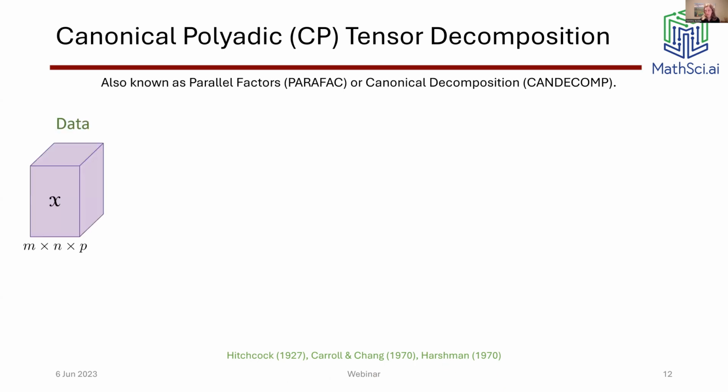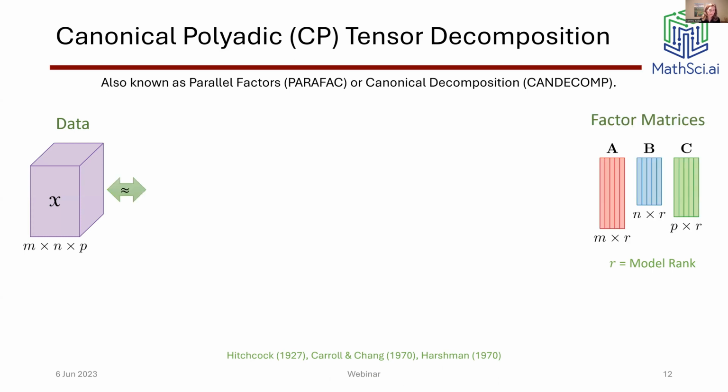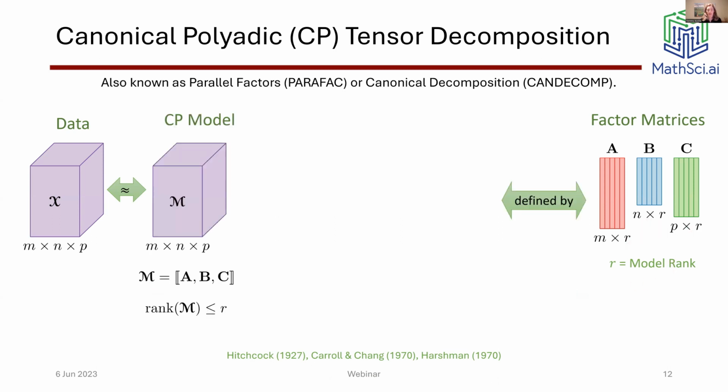All right, so let's talk about the three-way case here. We have a data tensor that's M by N by P. And now we're going to have a model rank R, something we just say in advance as before. And then we'll do 3 factor matrices because it's a three-way tensor. They'll each have R columns, and the number of rows will be determined by the corresponding size of the tensor. So M, N, and P, so we get M by R, N by R, and P by R. And then we'll construct a model tensor M based on A, B, C. The shorthand we'll use is M is just this double bracket A, B, C.